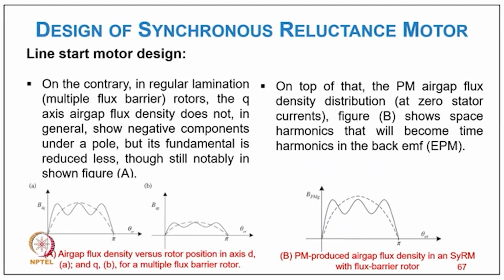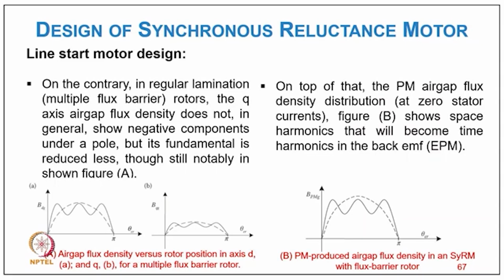And you can just see how, on the contrary, in the rotor lamination with multiple flux barriers, the rotor Q axis air gap flux density is not negligible, so the negative component under a pole is fundamentally reduced less, though still notably shown here. As you can see here, flux density versus rotor position, D axis and Q axis, typical for multiple flux barriers.